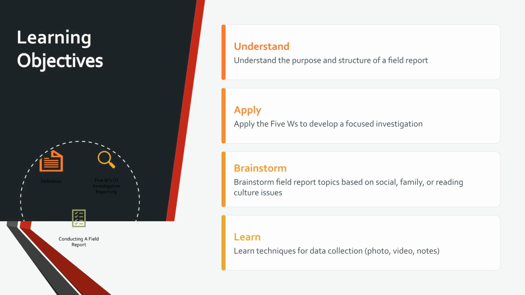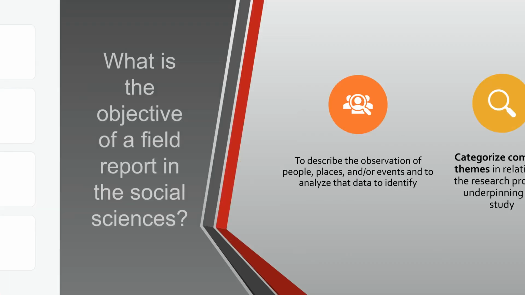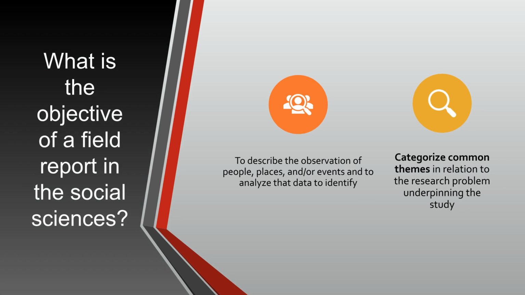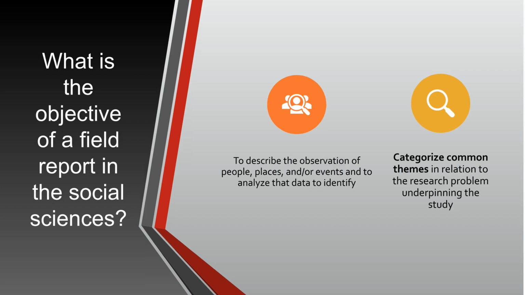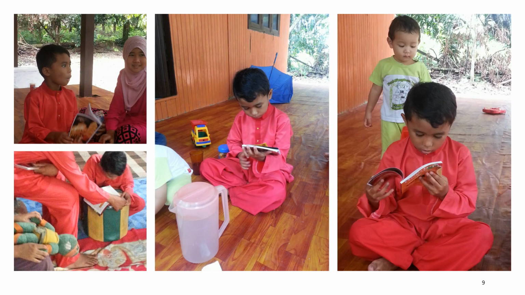The learning objectives include understanding the purpose and structure of a field report, applying the 5 W's, brainstorming topics, and learning data collection techniques. The objective of a social sciences field report is to describe observations, analyze data, and categorize common themes related to the research problem. These images show various instances of field observation that can be analyzed and documented in your report.